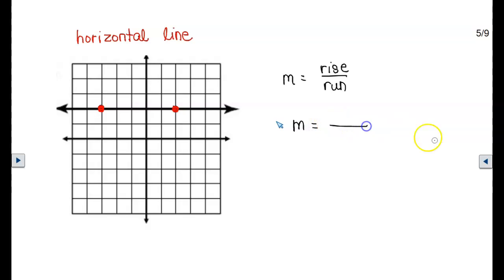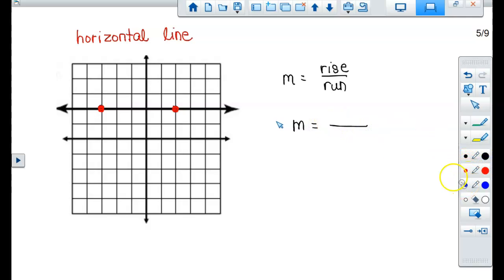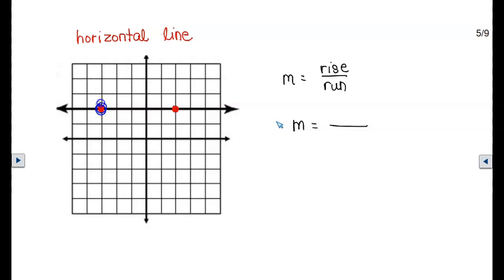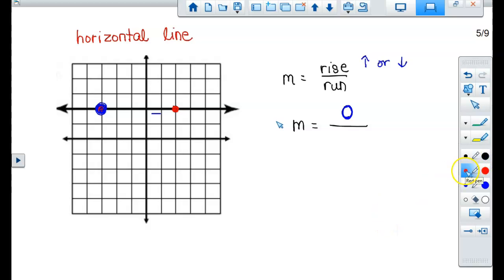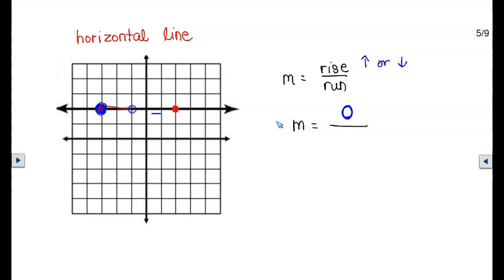So I'm going to get myself ready here. And remember, we want to start at the point on the left. So I'm going to start here. I'm going to travel to that other point. Now, rise. Remember, rise can go up or down. I want you to notice that to get from the blue point to the red point, I don't have to go up or down. I only have to go across. So there is no up or down in this line. There is no rise. So this time the rise would be 0. This line doesn't rise. It doesn't go up or down. It only goes across.